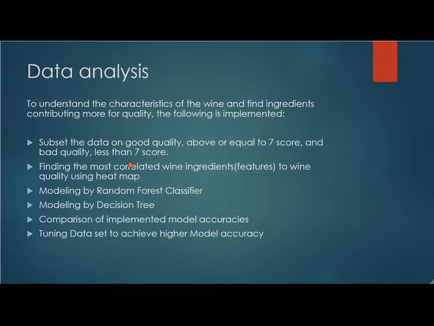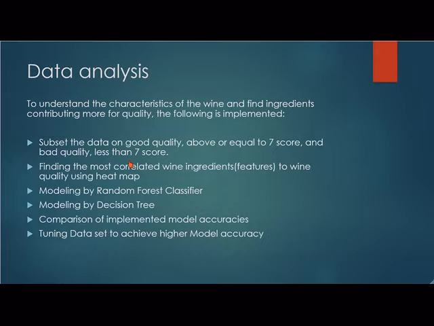This is the data analysis that is applied in our wine quality data set. To understand the characteristics of the wine and find ingredients contributing more to quality, the following is implemented. We subset the data on good quality and bad quality. We score the good quality of the wine. The wine that has the score of 7 or 8 is considered as good quality wine. And the wine that has a score of 3 to 7 is considered as bad quality wine.